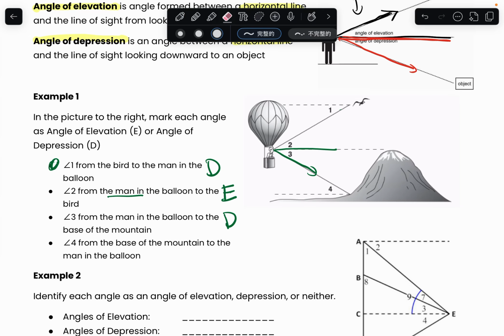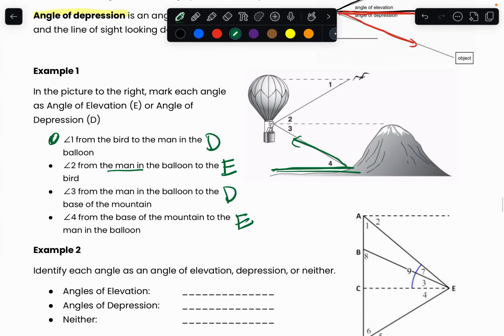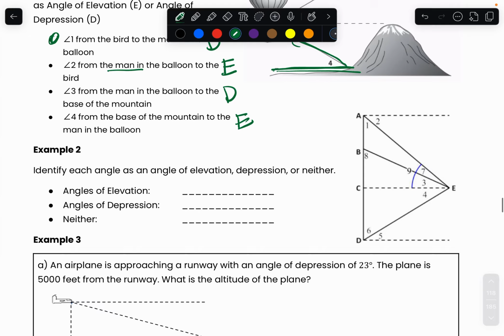Last one, same kind of idea. We're going to look from the base of the mountain. This is a horizontal line, and we're looking at the person in the balloon. So we have a horizontal line and we're looking up, so that's going to be angle of elevation, and we're going to put E. Now these ones are pretty straightforward. Let's look at a couple of confusing ones just to test your understanding, okay?